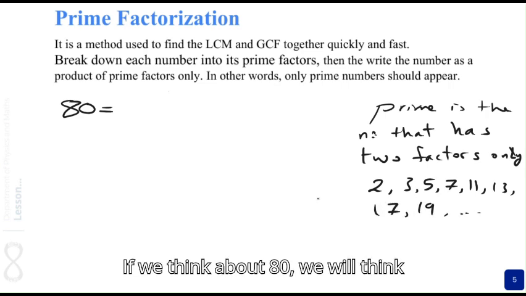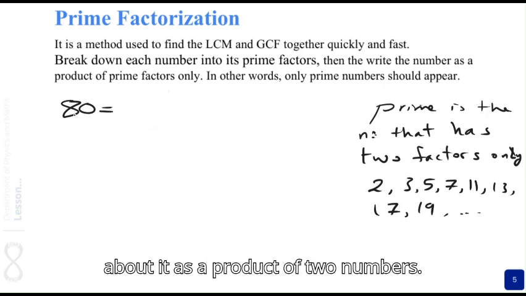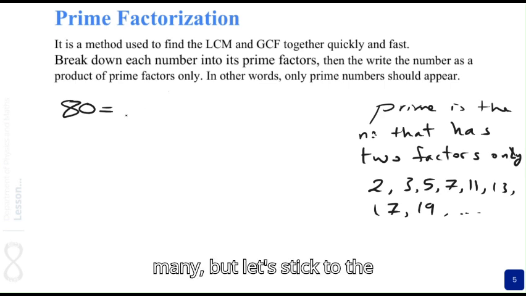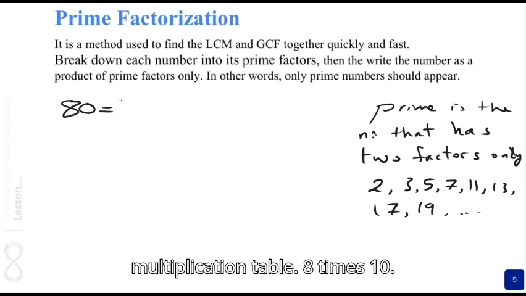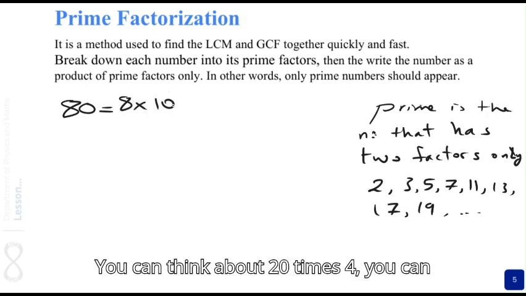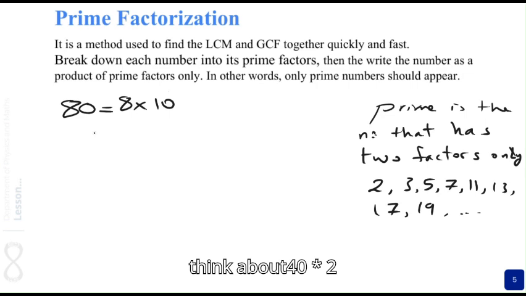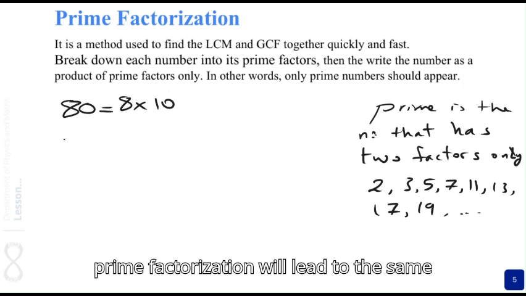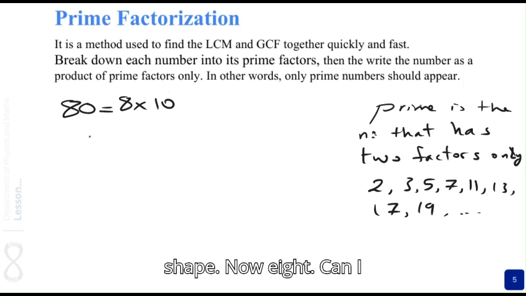If we think about 80, we will think about it as a product of two numbers. What times what makes 80? There are too many, but let's stick to the multiplication table. 8 times 10. You can think about 20 times 4, 40 times 2, 5 times 16, whatever. All of them at the end will lead to the same prime factorization.